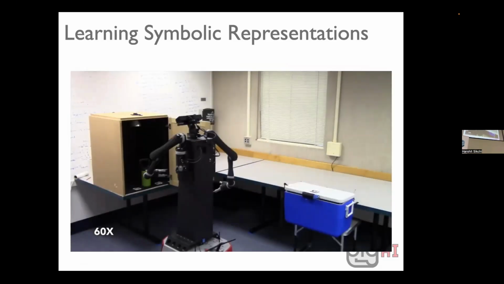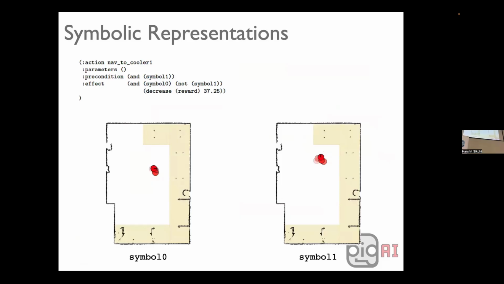And we put that into our algorithm, and we construct a symbolic representation that is provably sound and complete for reasoning about this task. So here's an example of the text file that generates this symbolic representation. This says if you want to navigate to the cooler, then the precondition is that the robot must be drawn in symbol 1. If you draw some samples of that symbol, we'll see that the robot is standing over there, which is in front of the cupboard. Afterwards, symbol 0 will be true, then it's standing over there, that means in front of the cooler. And it's going to take about 37 seconds.